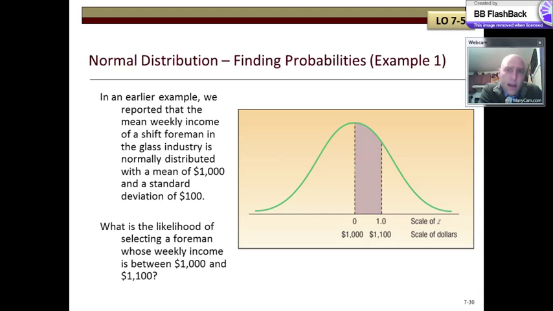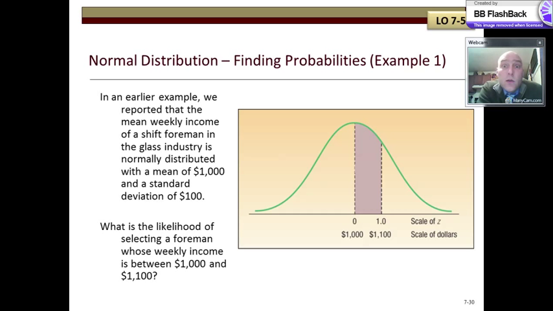Here's the first one that we discussed last time. It says if we have a mean of $1,000 and a standard deviation of $100, then we've got this particular normal distribution here. Now our question is, what's the likelihood of selecting at random someone from this distribution who has a weekly income of between $1,000 and $1,100?